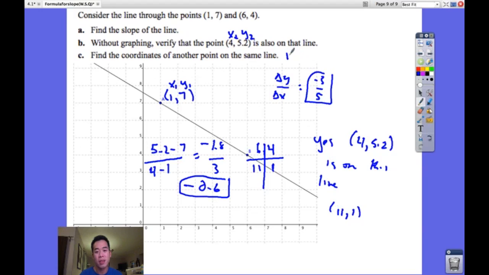So the question is 11, 1. And what is my slope? Negative 3/5. And that's how you find slope using the slope formula and slope triangle and verifying other points on that line.